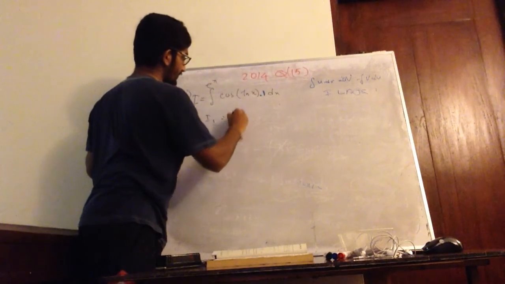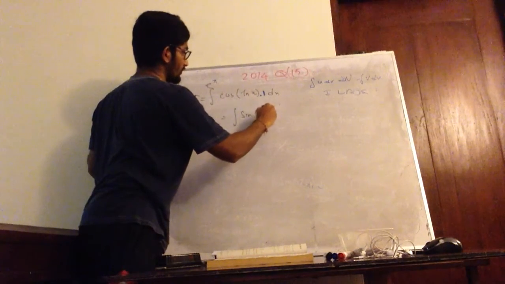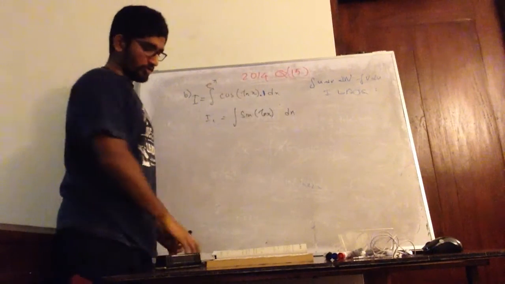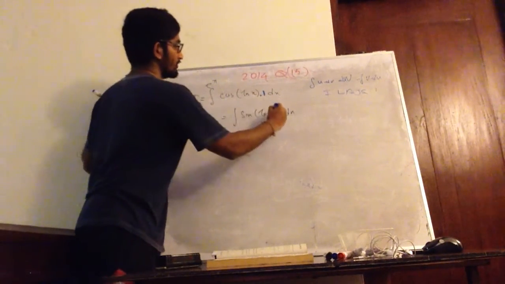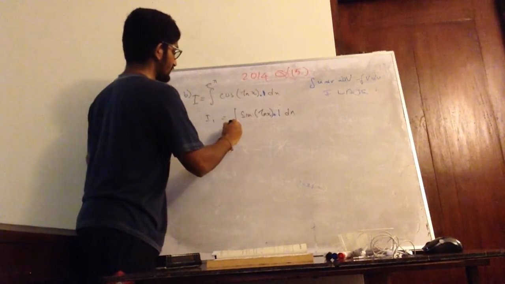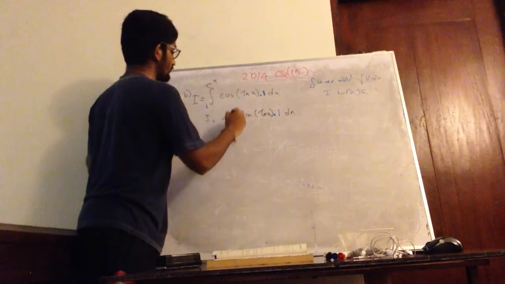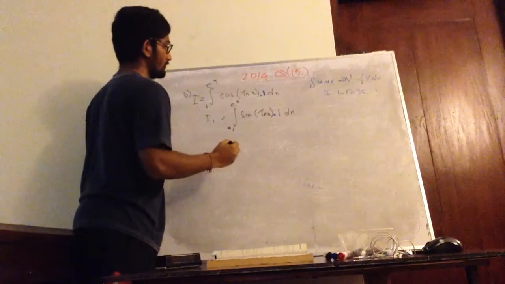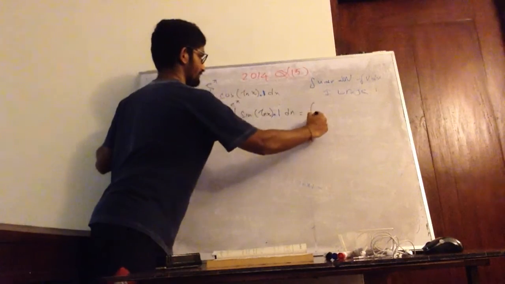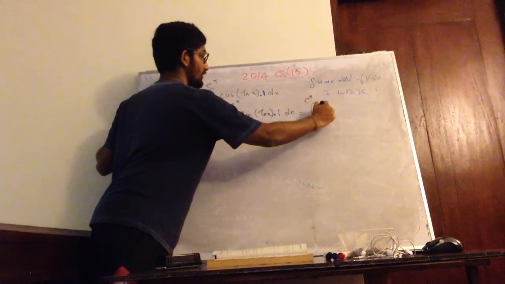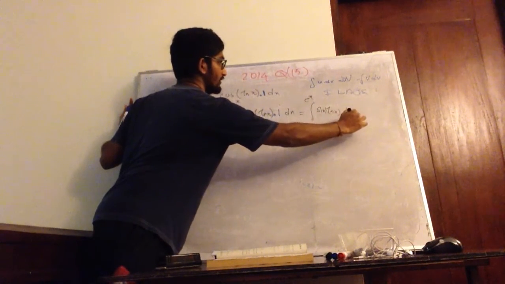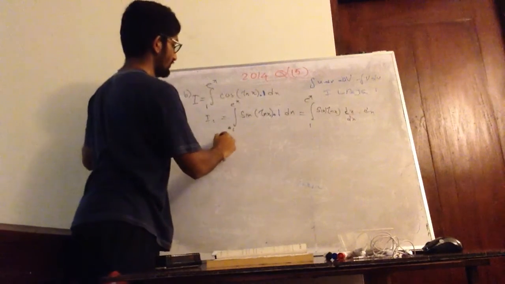So what is I1? I1 is the integral of sine ln x dx. So I'm going to do the same thing that I did here. I'm going to put the 1 here. This goes from 1 to e^π. Here now you get the integral from 1 to e^π of 1 times sine ln x dx.